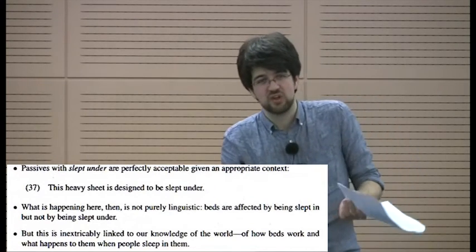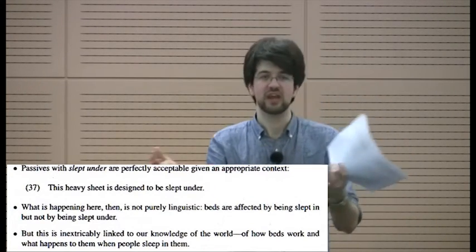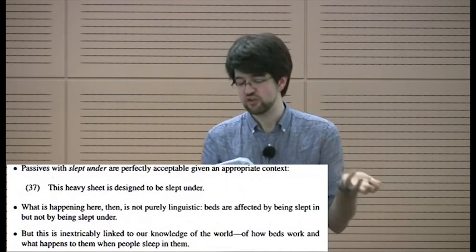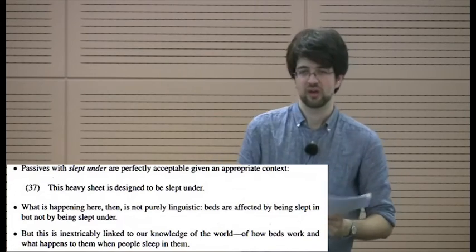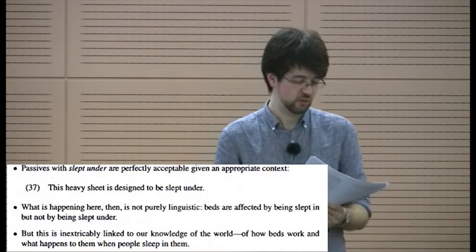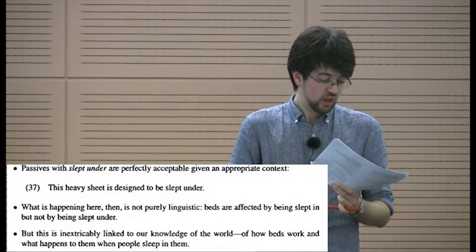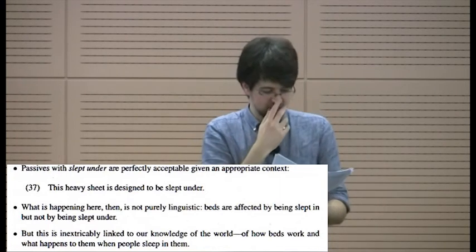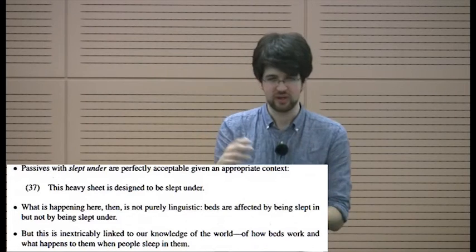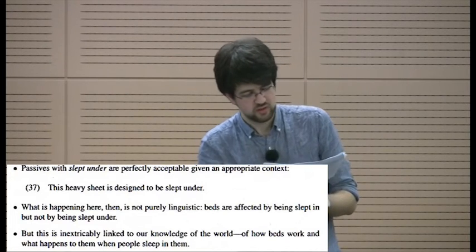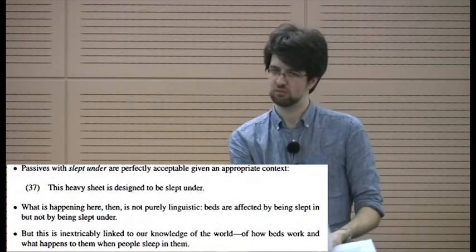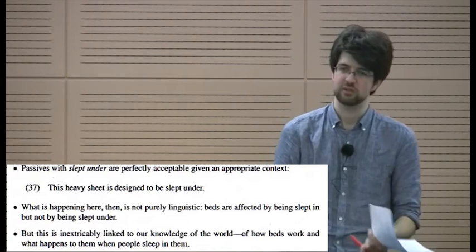But passives with slept under are fine. It's not that slept under can never express a good passive predicate, because you can get things like 37, right? This heavy sheet is designed to be slept under, where we've got some kind of characterization going on, perhaps. So given an appropriate context, you can rescue a lot of these things. And even if it's about affectedness, it's certainly about context, and it's really about non-linguistic stuff, or at least not just linguistic stuff. So the argument for 36 is that beds are affected by being slept in, but not by being slept under, right? So that's why 36A is okay, but 36B is not.